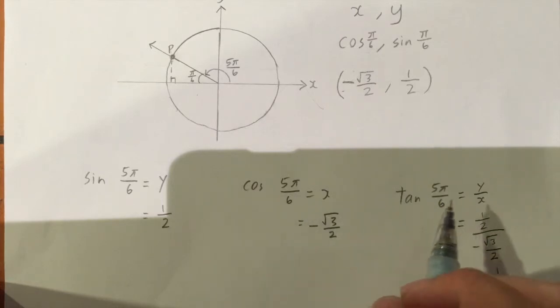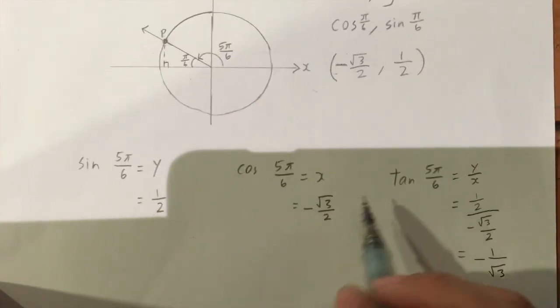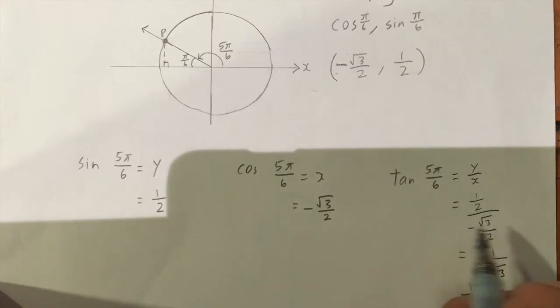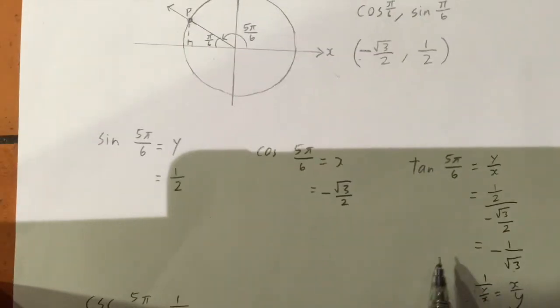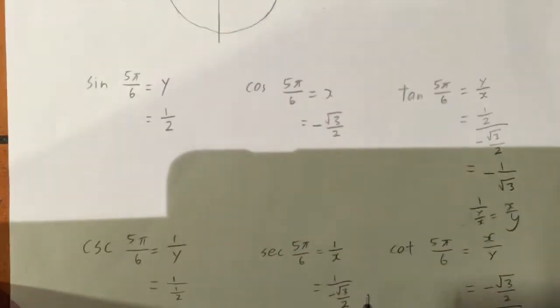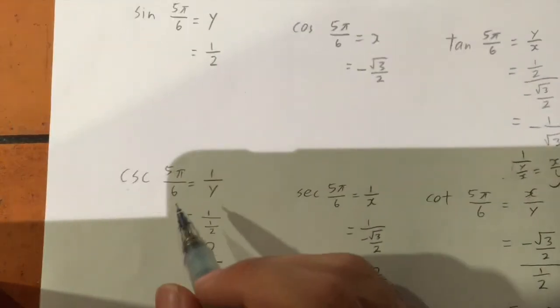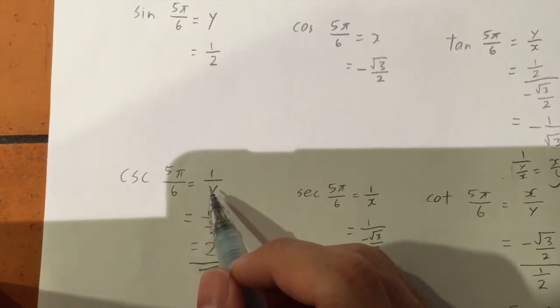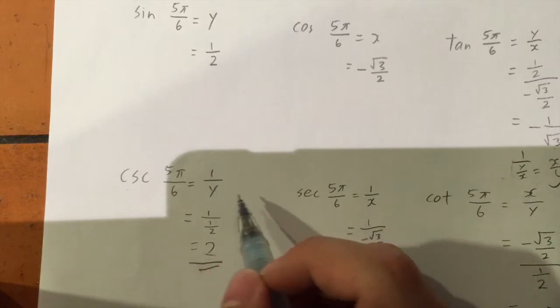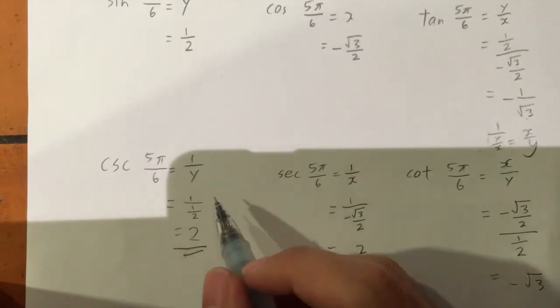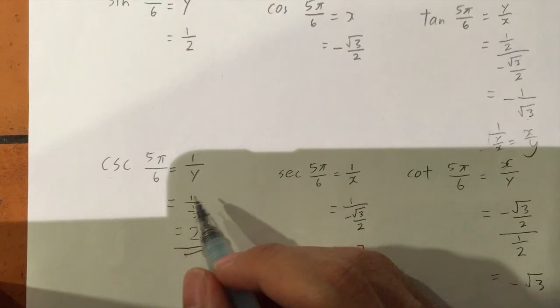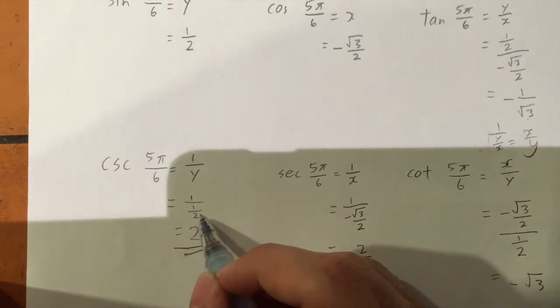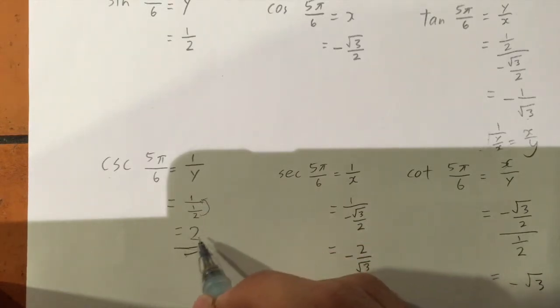Tangent 5 pi over 6 equals y over x. So we insert the value of y, which is 1 over 2, over the value of x, which is negative root 3 over 2. We get the value of negative 1 over root 3. When calculating cosecant, cosecant is the reciprocal of sine, which is y. Therefore, we just put 1 over y. By inserting the value of y, it will be 1 over 1 over 2. Therefore, we get a value of 2.